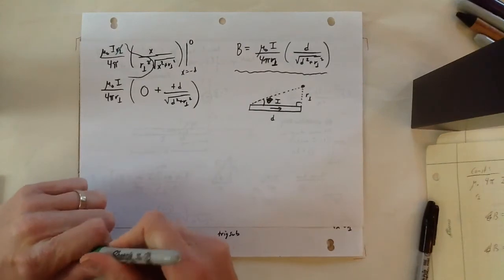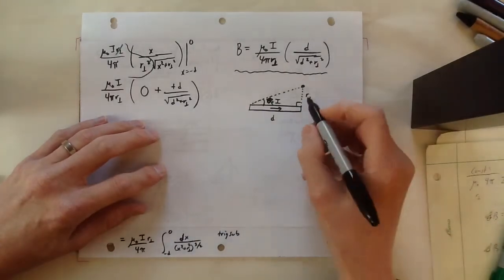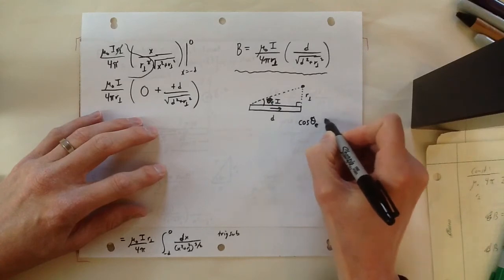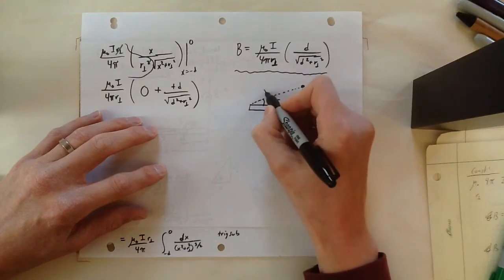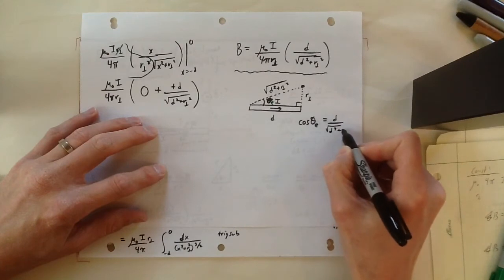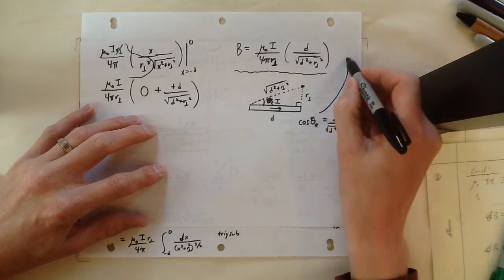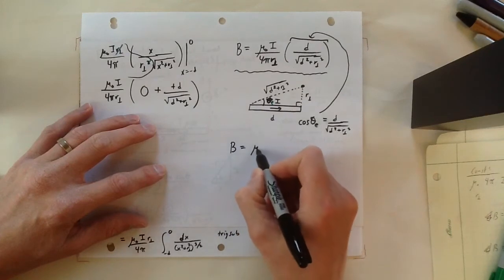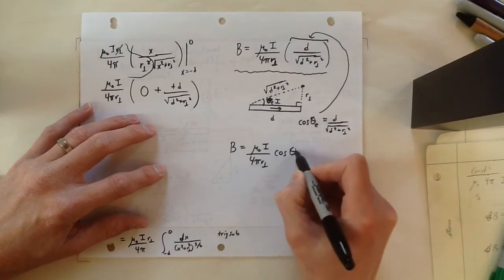This is not just any arbitrary angle, but this is the angle from the other end, theta sub e, I guess I'll call it. If you look, then the cosine of that angle is d over this length, which is of course by Pythagorean theorem like this. And hey, look at that. That is exactly the expression I have right here. So I could express this whole formula as this.